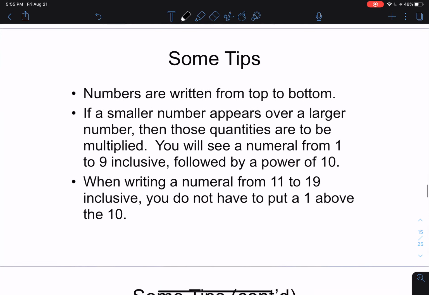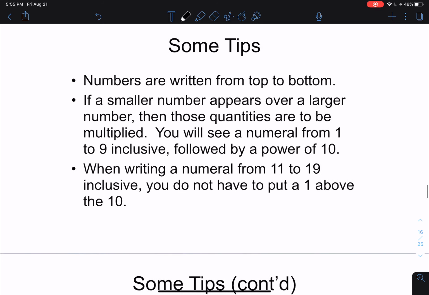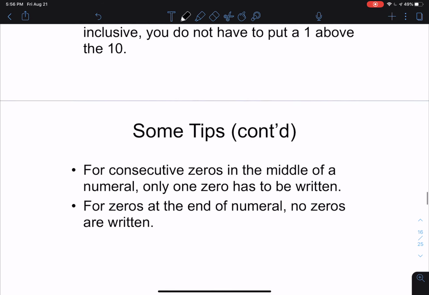And here are some tips. Instead of writing left to right, we're going to write top to bottom. If a smaller number appears over a larger number, then you're going to multiply those quantities. We often use this for the powers of 10. If you see some kind of numeral from 1 to 9, like 8, and let's say it's followed by a 100, that means you do 8 times 100 and you get 800. So it'll be some numeral from 1 to 9 followed by a power of 10, 10, 100, 1,000, 10,000. It means you're going to multiply. If it's not followed by that, then you're just going to add the result.